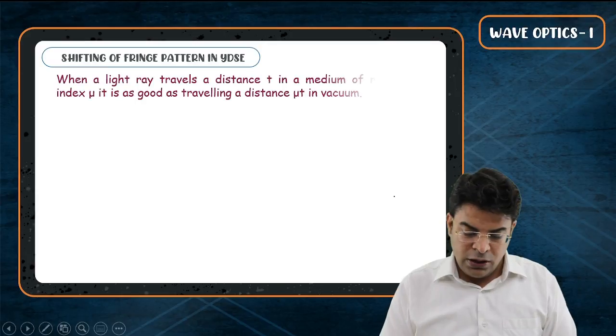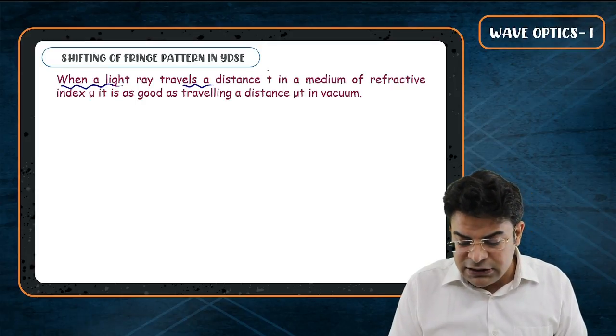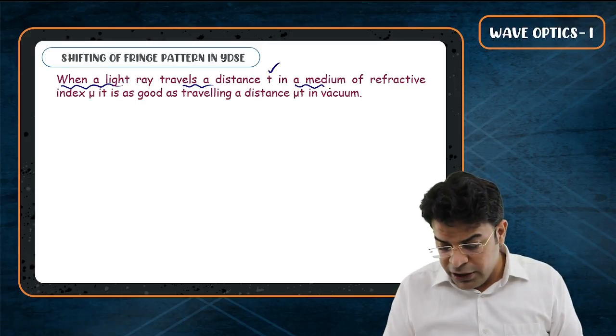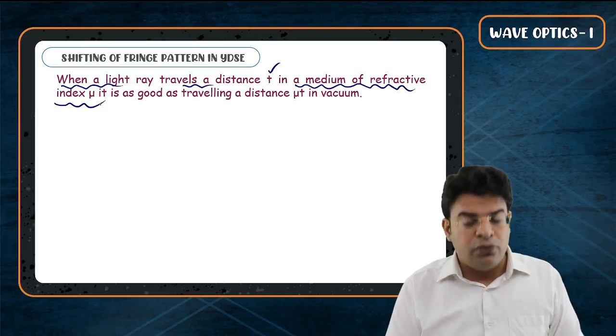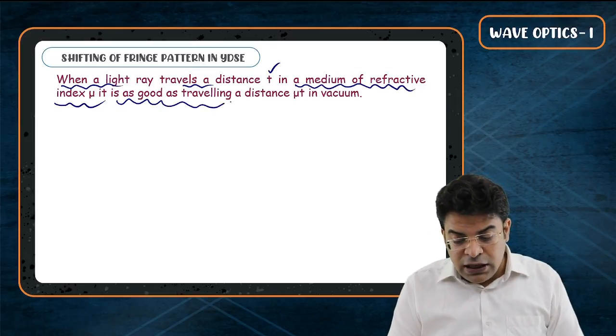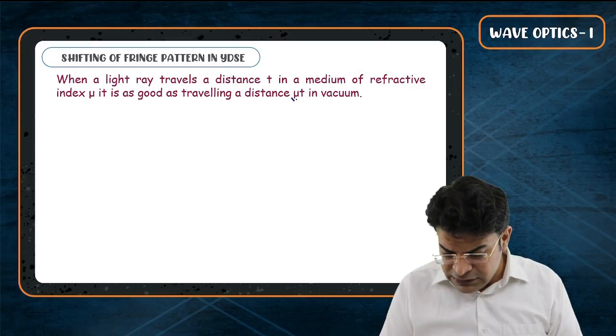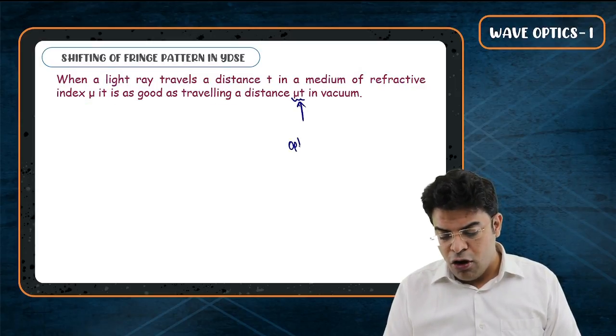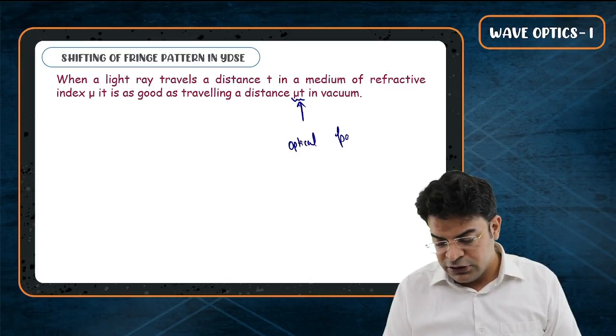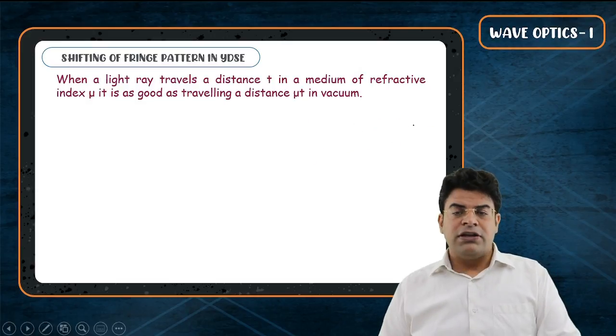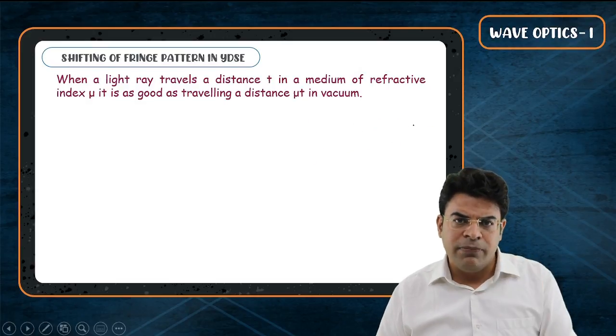Because when a light ray travels a distance t in a medium of refractive index mu, it is as good as traveling a distance mu t in vacuum. Now this distance mu t is called the optical path length. For the sake of understanding, let's take an example.